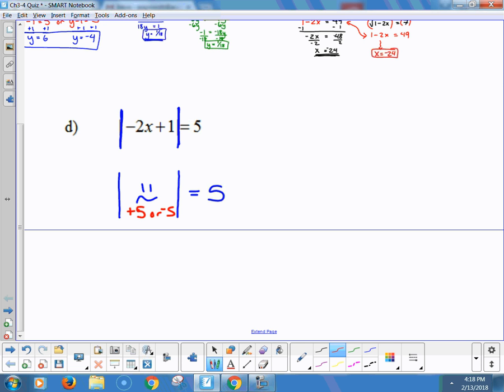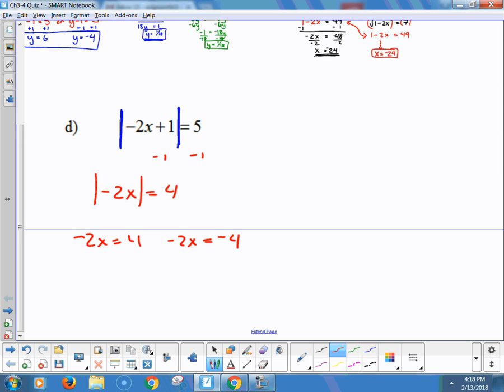I saw so many people make this common mistake. I watched people subtract 1 and say -2x equals 4. And then they wrote -2x equals 4 or -2x equals -4. Let's think about it. What we're saying is that this thing here could be 4. Well, 4 plus 1 gets us 5, so that works. Or this thing here could be -4. But -4 plus 1 is not positive 5, it would be -3. So this is a big problem.